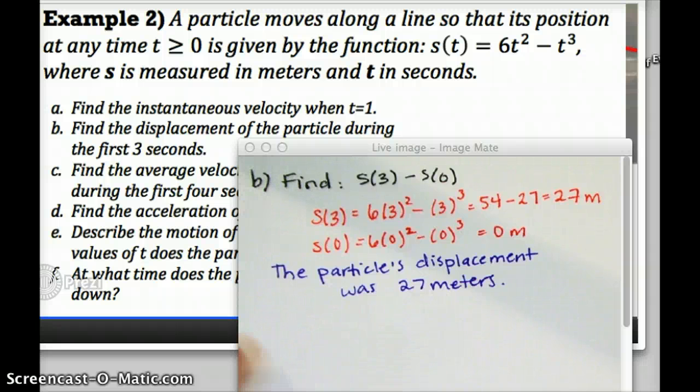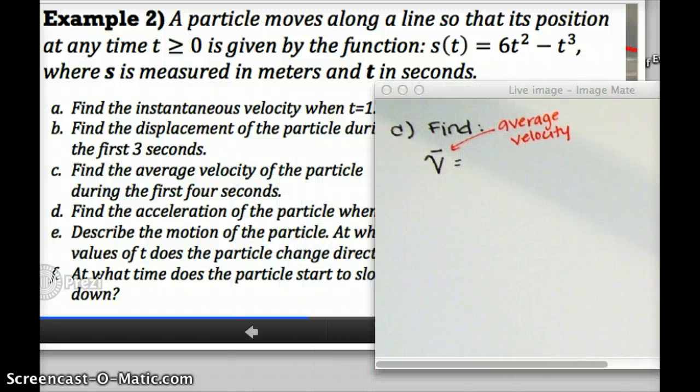Let's move on to C. So in C, we're supposed to find the average velocity. And this was the one that I warned you about when we did those keywords, because average velocity is actually not a derivative. If you remember when we first introduced derivatives, we talked about the difference between a secant line and a tangent line.